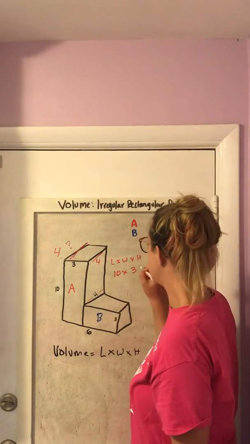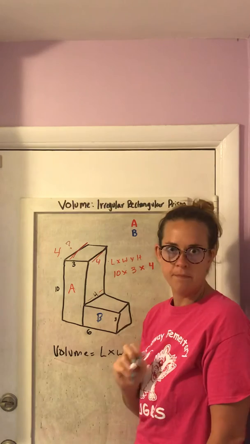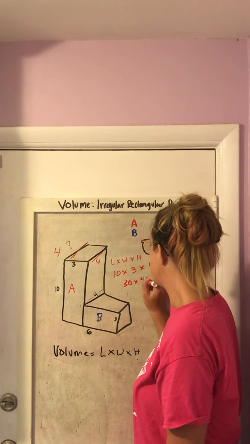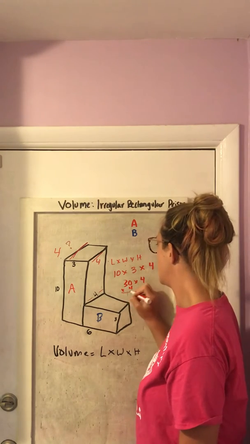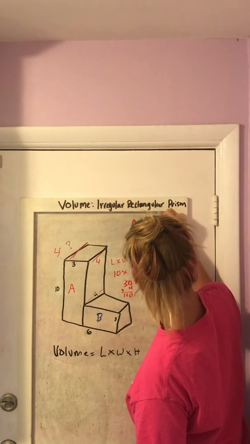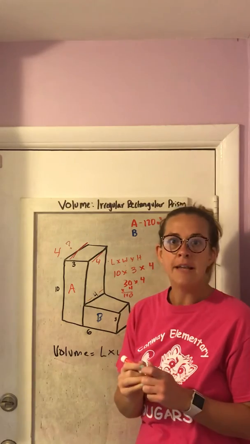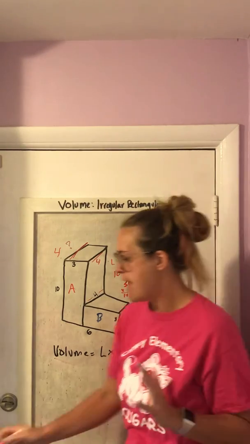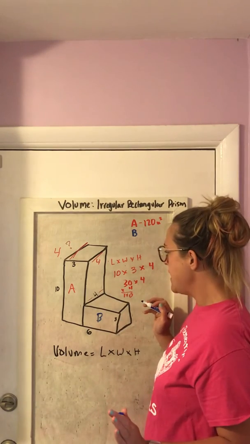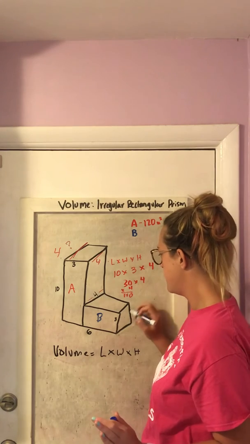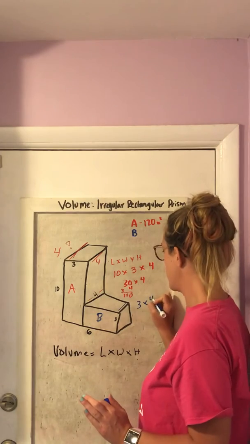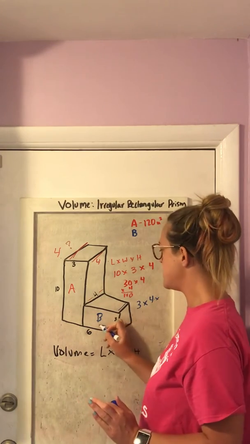I have 10 times 3 times 4. 10 times 3 is 30. Then I'm going to do 30 times 4, which gets me 120 cubic units. Okay, now I'm done with prism A, and I'm going to move on to prism B. For prism B, I see 3 times, if this one is 4, that means this one is 4, times whatever this is down here.